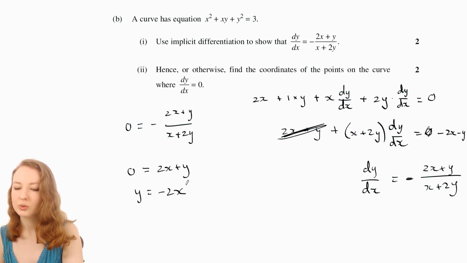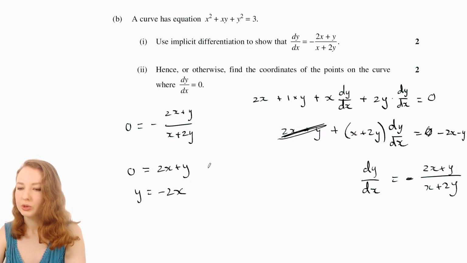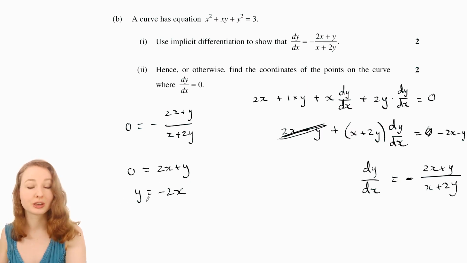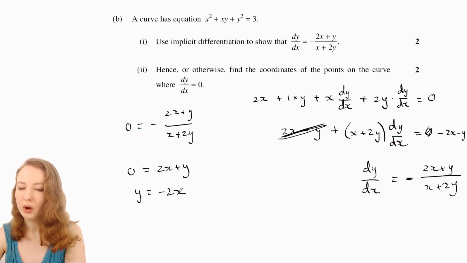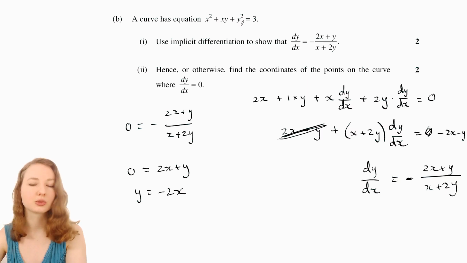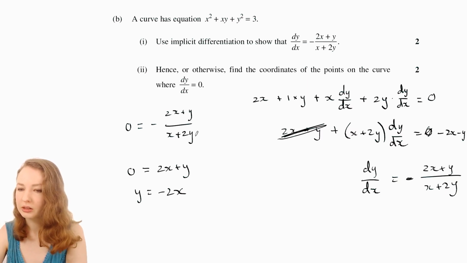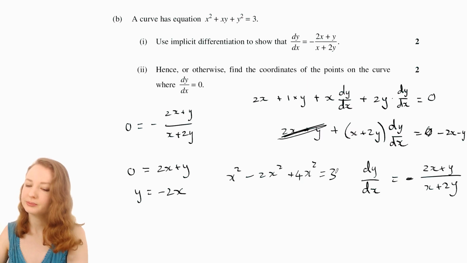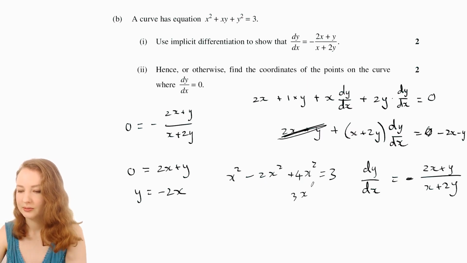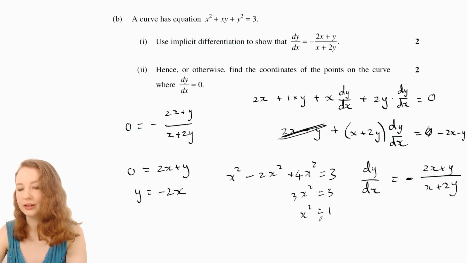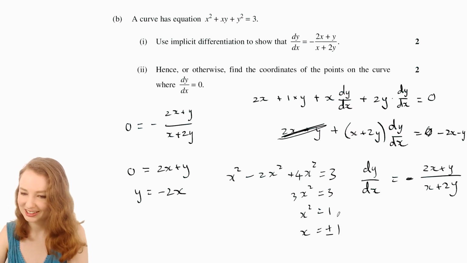So what we can do now is we need a point that's actually on the curve. So not every point that satisfies that equation will be on the curve. So what we need to do is take into account that equation as well. So we need to combine these two and solve them simultaneously. So I'll just plug that in there. So we get x squared minus 2x squared plus that squared, which is plus 4x squared, equals 3. And then that makes 3x squared. And so x squared equals 1, and you get x equals plus or minus 1. Don't forget the plus or minus, because you will lose marks.